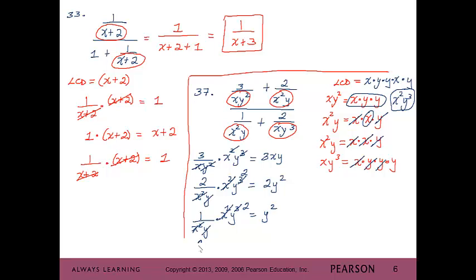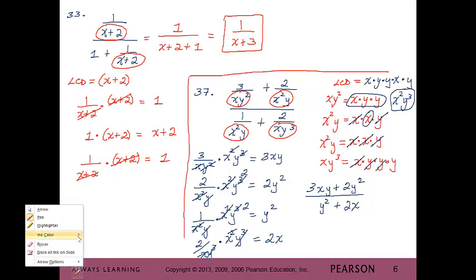And then the last one, 2 over xy to the third power times x squared y to the third power. Well, x cancels out and the square goes away. And then y to the third cancels out, leaving us with 2x. So the expression is going to become 3xy plus 2y squared all over y squared plus 2x.